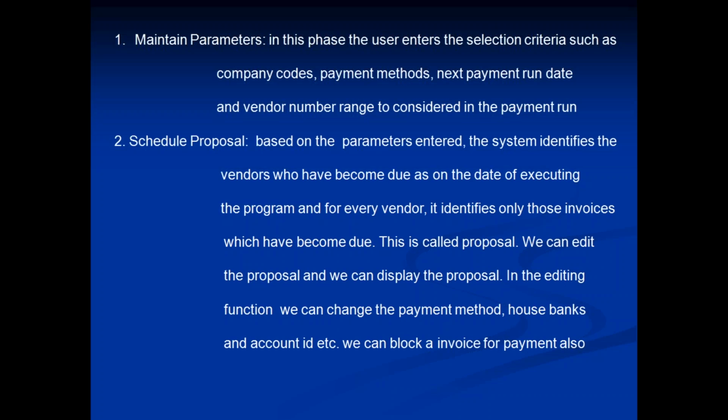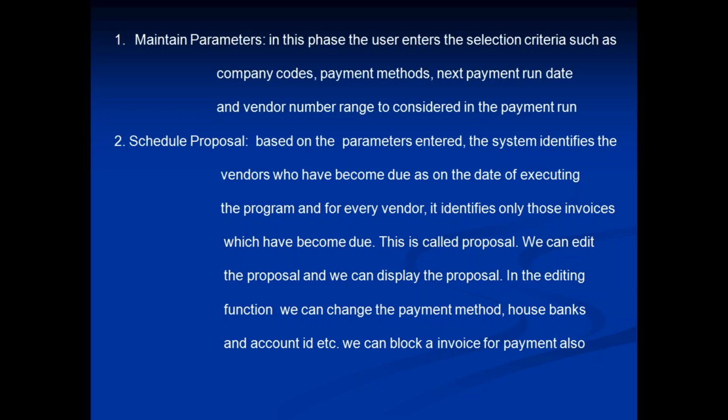Then we have step number 2, schedule proposal. It says that based on the parameters you have entered, the system identifies the vendors who have become due as on the date of executing the payment program, and for every vendor, the system will identify only those invoices which are due as on the date of executing the payment program. This is called the proposal. The proposal is nothing but a list of vendors. We can display this proposal before the payment, we can change this proposal, and we can delete this proposal as well.